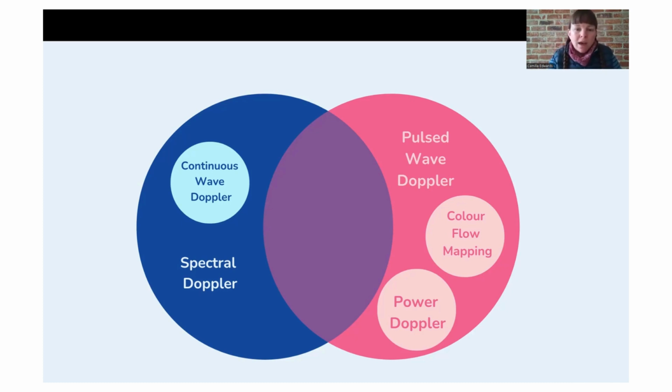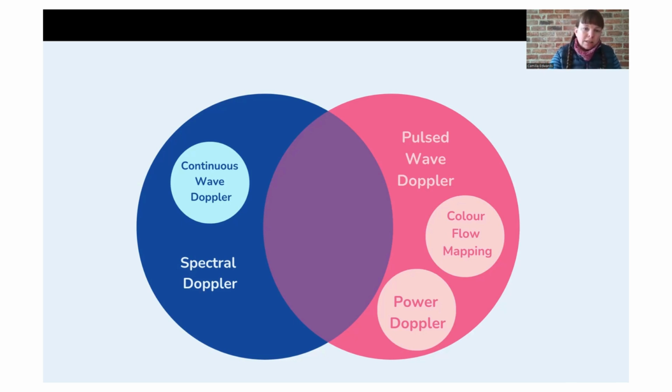And that's what happens with color flow mapping, because you can see it overlaid on the grayscale image, and you can see it on power Doppler as well, exactly the right spot where it happens. You can also see it on spectral Doppler, so pulse wave Doppler shown in a graphical form. So that's why we've got that overlap there.